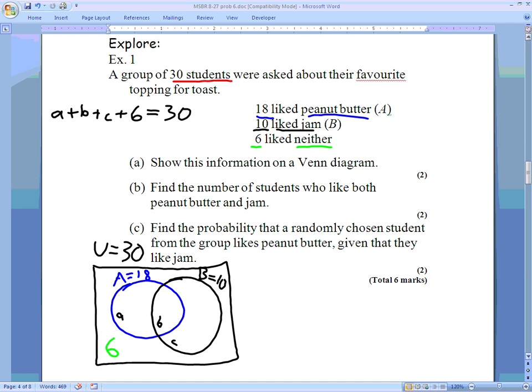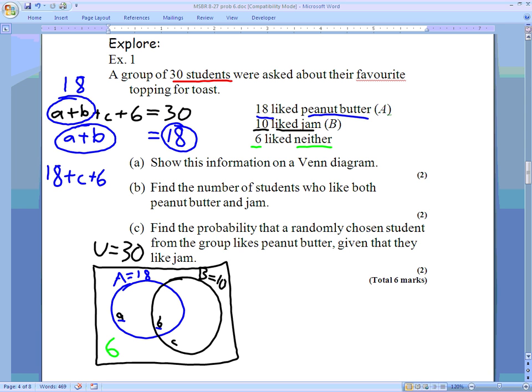If I look at the blue 18, I know that it just contains the little a and the little b. So if I add up a plus b, I should get 18. I could make up some other equations, but I think this is going to be enough for us, because we know already that a plus b is equal to 18. If I go back to my original equation, I had an a plus b there, which again is going to be 18. So I can rewrite that as 18 plus c plus 6 equals 30.